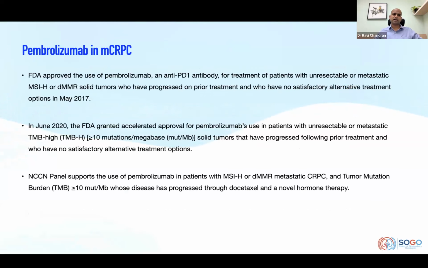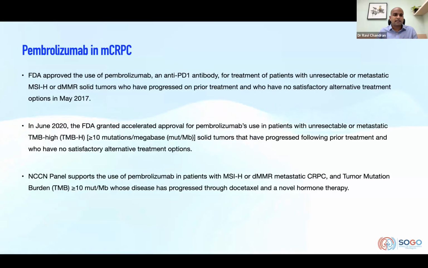Coming to pembrolizumab, pembrolizumab is a last resort drug. FDA had approved pembrolizumab in the treatment of patients with any unresectable or metastatic solid tumors which have MSI-H or deficient MMR. Any solid tumor, it was FDA approved. In this study, which was published in 2017, hardly there were a couple of prostate cancer patients. But by and large, as a last resort, FDA approval was given.